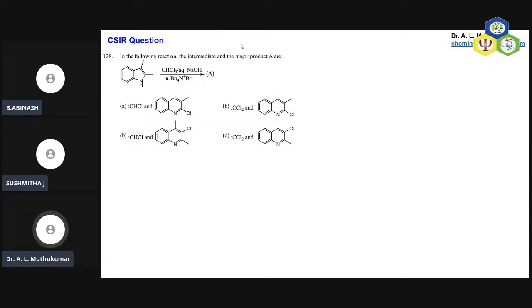That is, this is also a CSIR question. This reaction is based on the Fischer indole synthesis rearrangement.